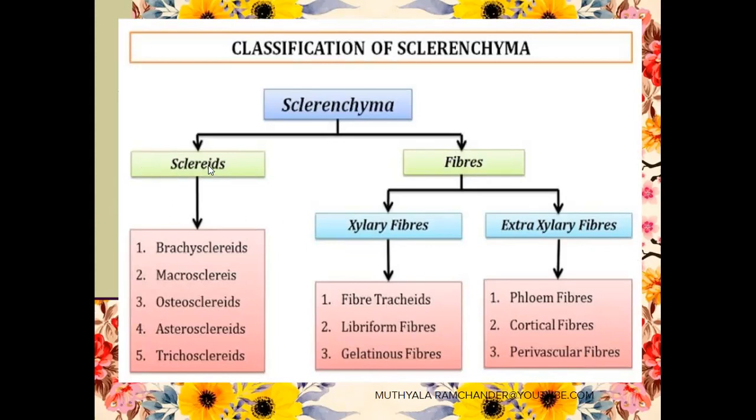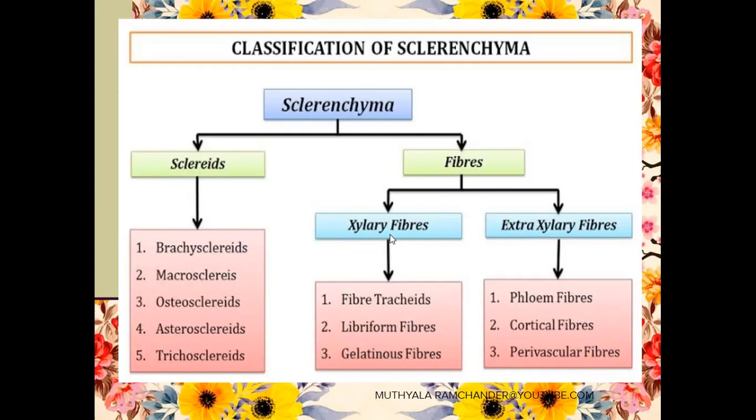Sclerites, also called stone cells, are also called dead cells, meaning they do not have any protoplast in the cell. The sclerites are again divided into five types based on structure. They are brachysclerites, macrosclerites, osteosclerites, asterosclerites, and trichosclerites. Brachysclerites are also called microsclerites.